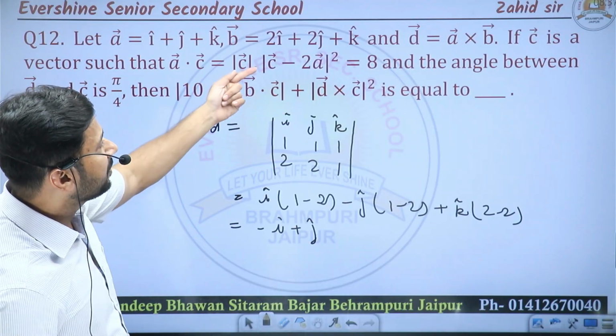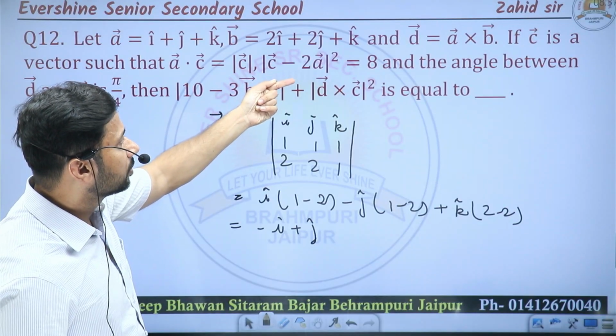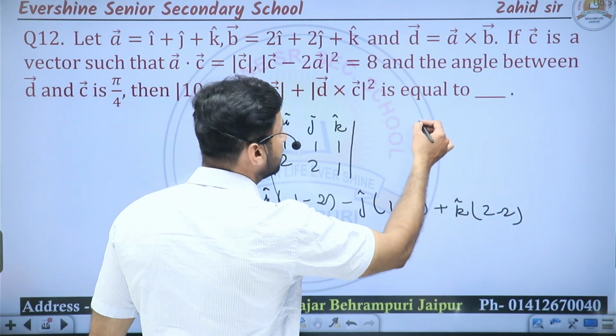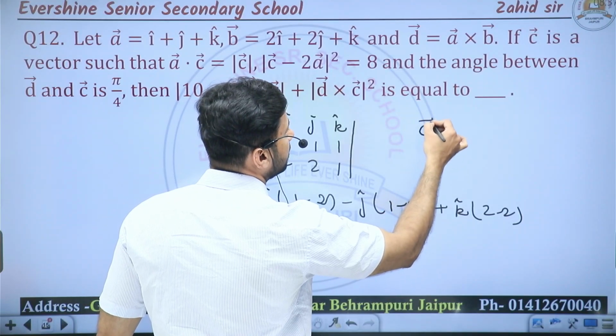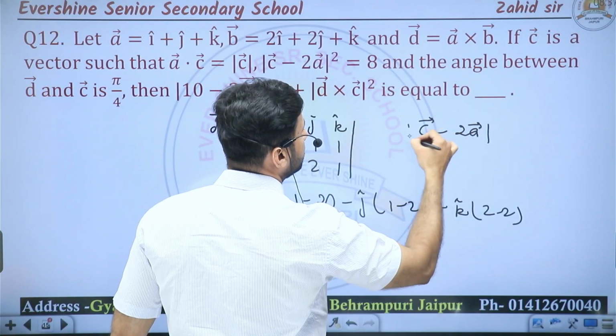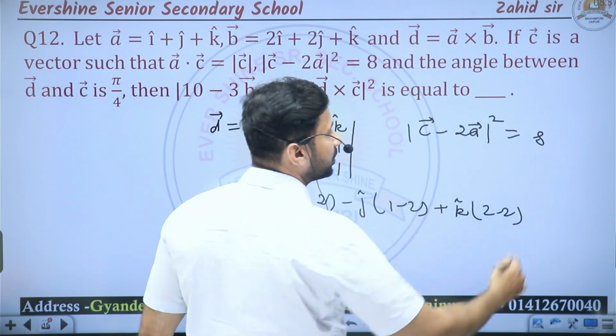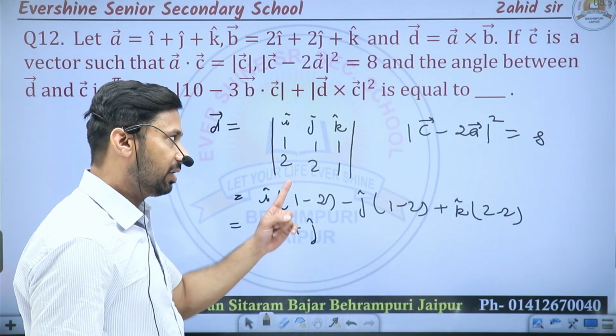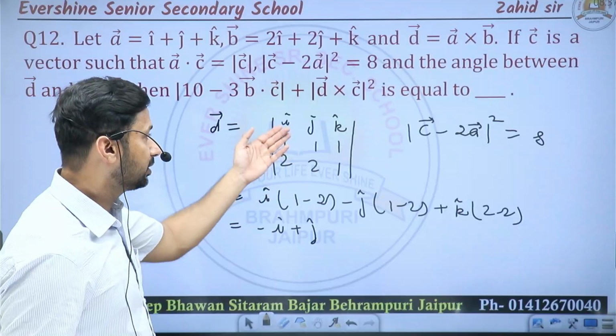Next I am given magnitude of C minus 2A is square root of 8. That means magnitude of C minus 2A squared is 8. It is given to me. Now I'll simplify it.